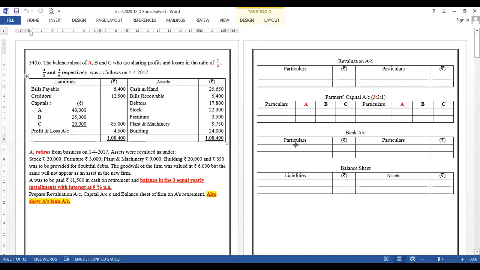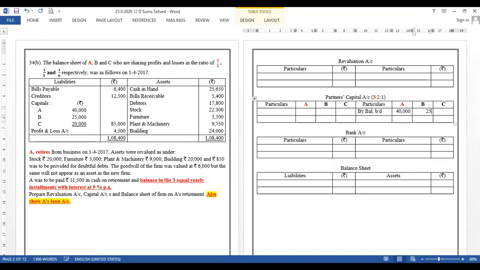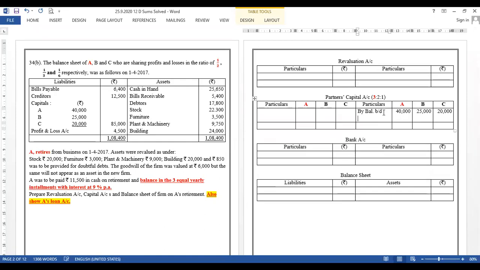So let us take these capitals and the profit and loss account. Let me write there by balance b/d. A, B, C are rupees 40,000, 25,000, 20,000. Sorry, 20,000. Capital has been mentioned over there. Profit and loss account is there. So let me write there by profit and loss account.